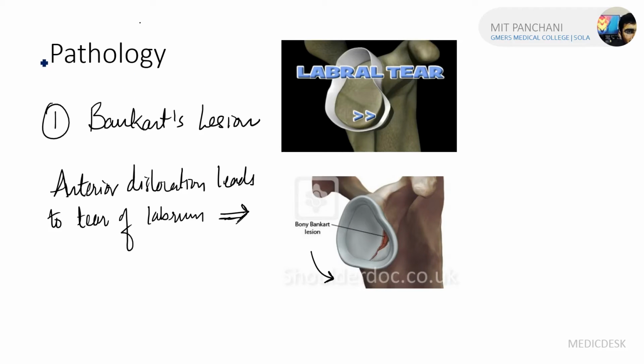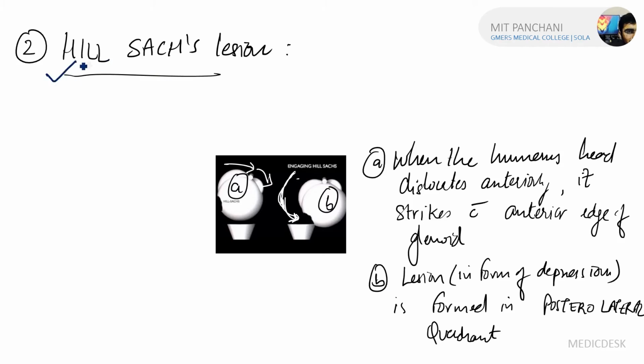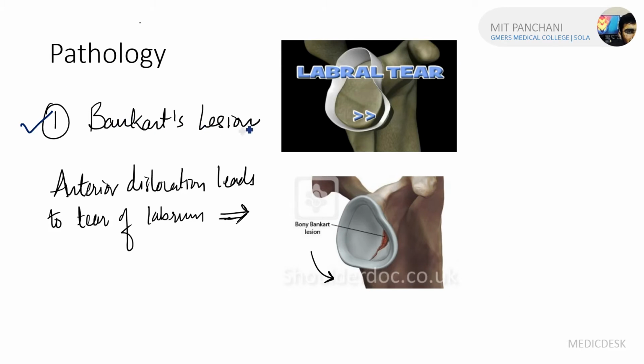Now, looking at pathologies, there are two pathologies, namely Bankart's lesion and secondly Hill-Sachs lesion. What is Bankart lesion? Whenever the head of the humerus goes and strikes against the labrum, this will tear off the labrum from the bone. So this will cause a labral tear and it is known as Bankart's lesion, which is caused by anterior dislocation of the head. You can appreciate here.